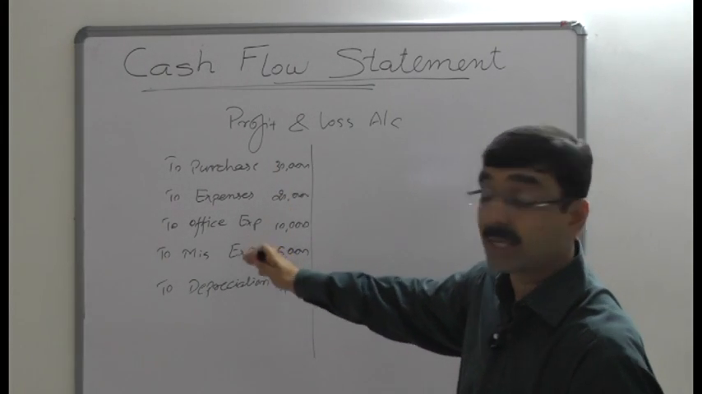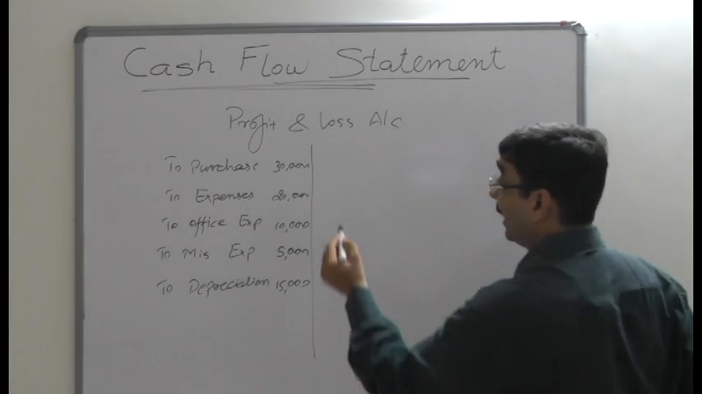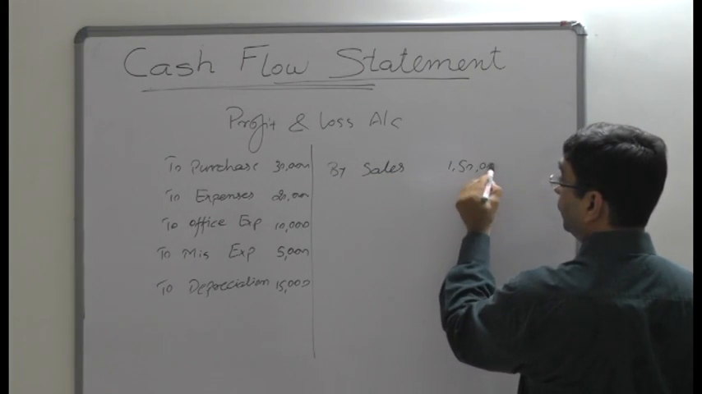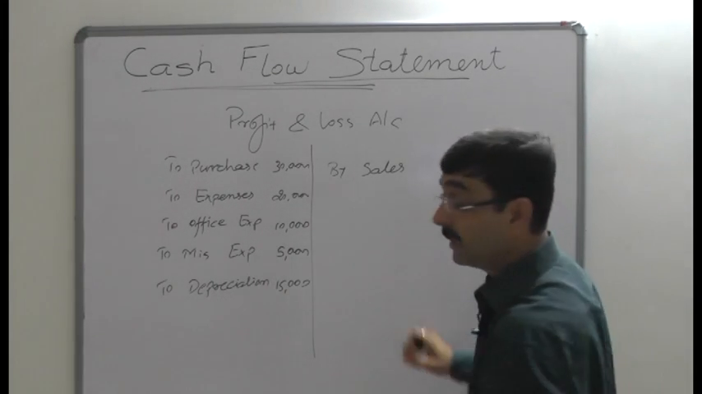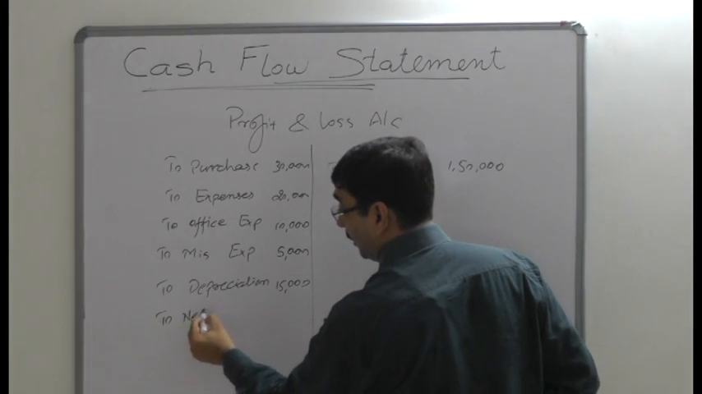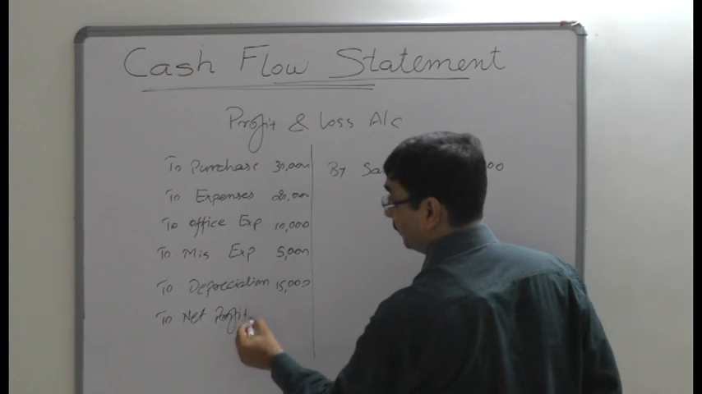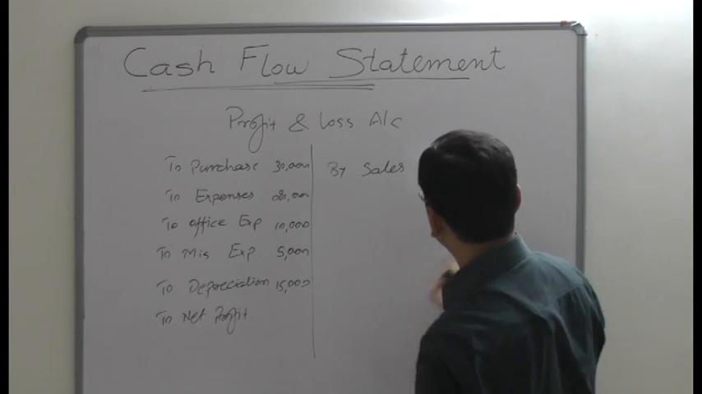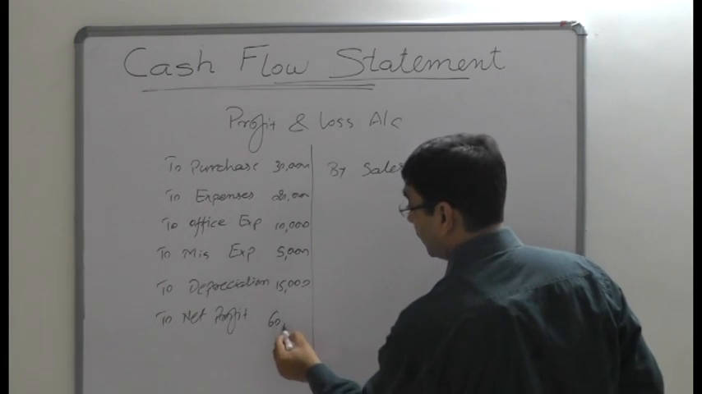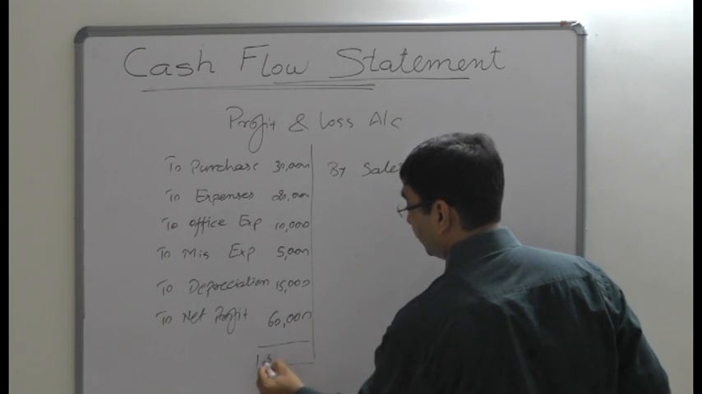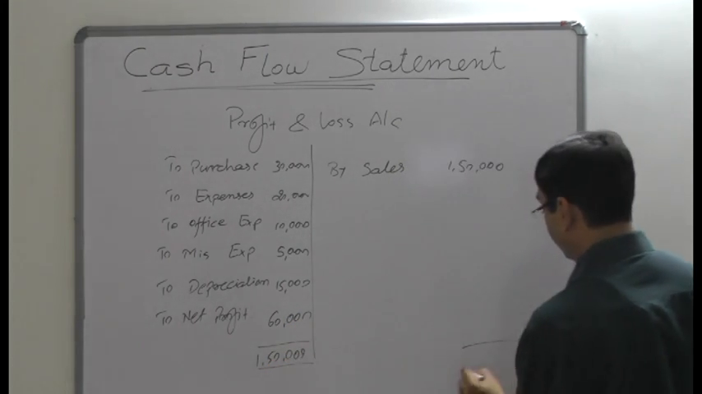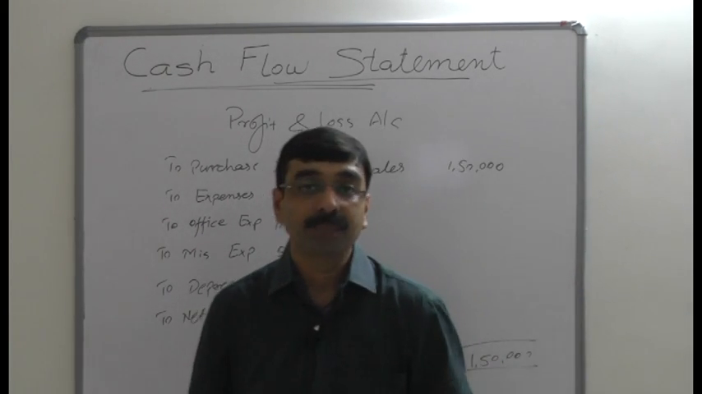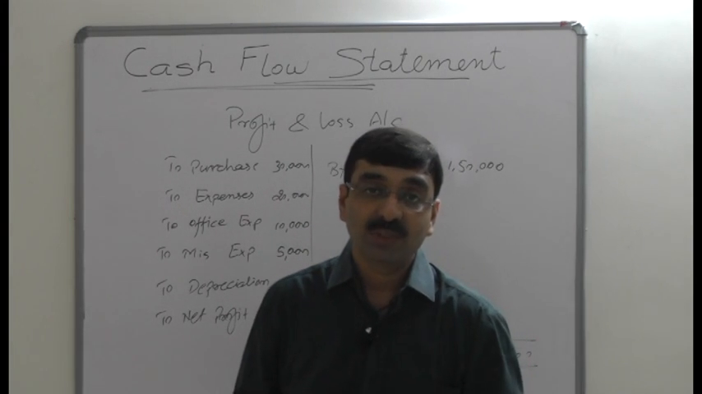All right, so these are the transactions which are actually recorded on the debit side. We have some sales also. The sales would be recorded on the credit side. Then net profit, it's around 60,000 rupees of profit. This is an example. Now let's see how it would actually be found out.